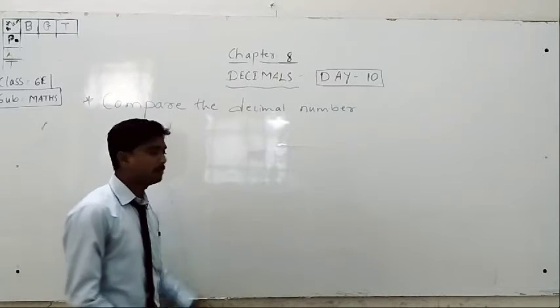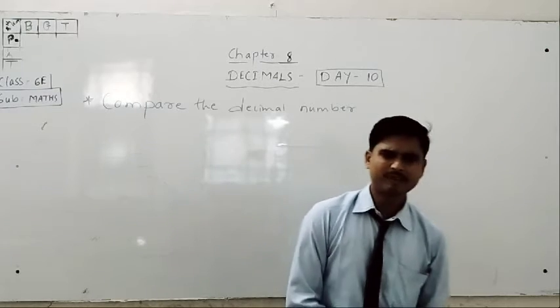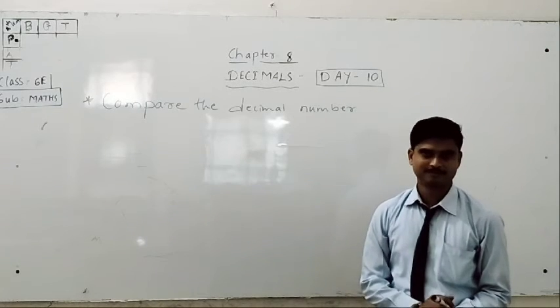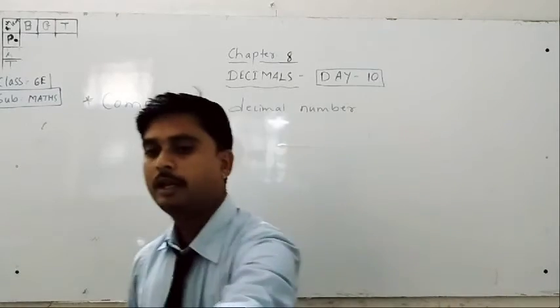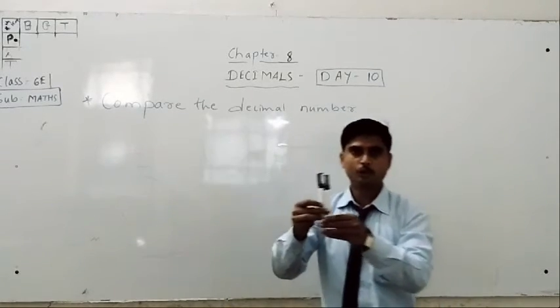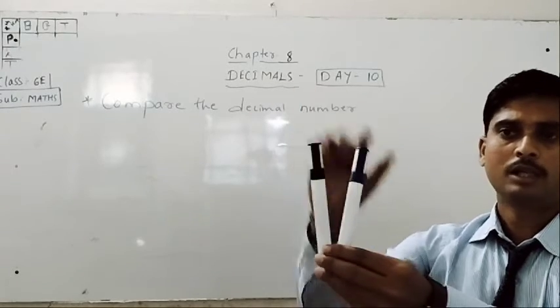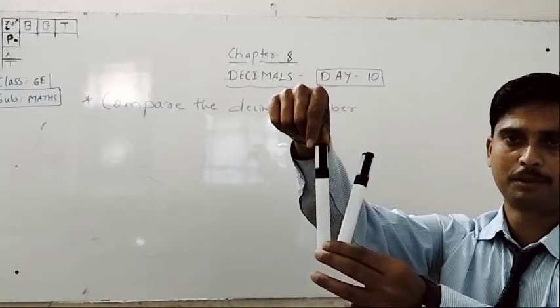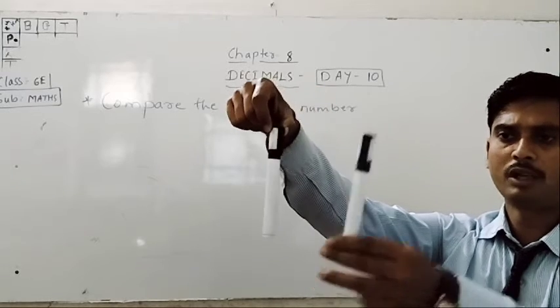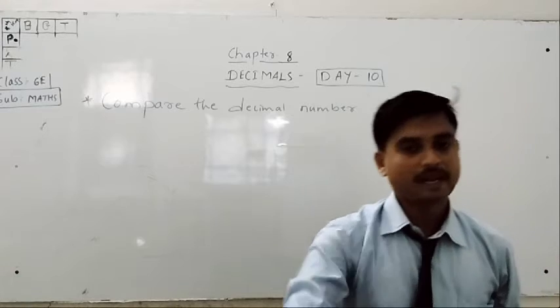Compare the decimal numbers. Comparison. But already you should know what comparison means. Because two markers are there, you should compare the difference between this one and this one. Sir, this is blue, sir, this is black, sir. Blue cap and black cap. Understand? This is old, sir, this is looking like new, sir. This type you have to compare.